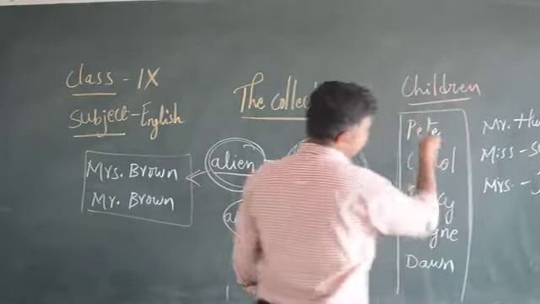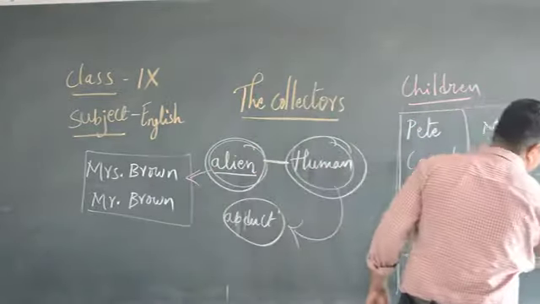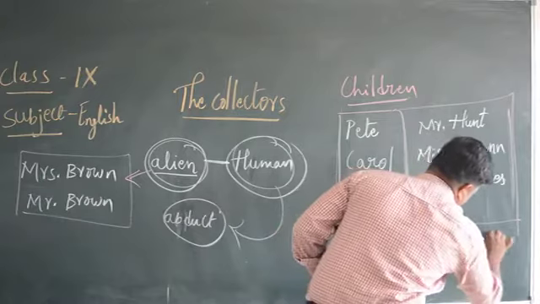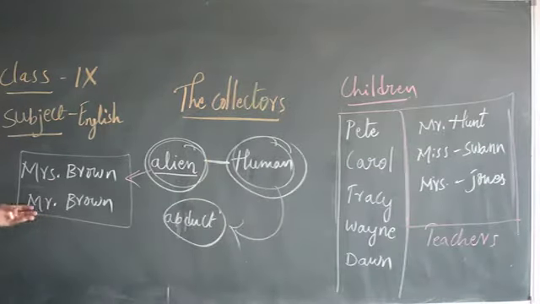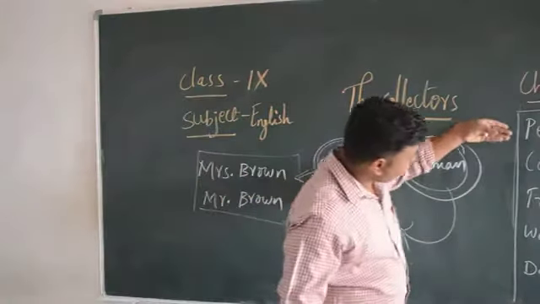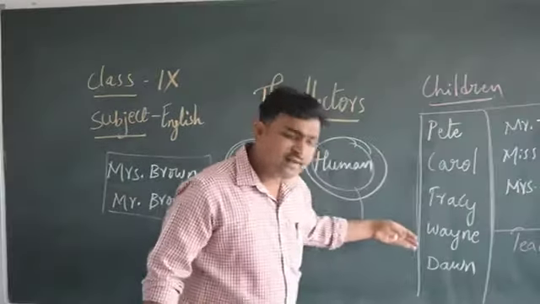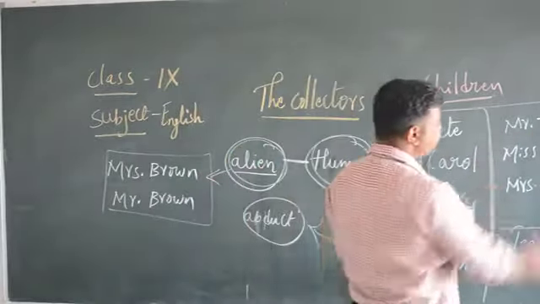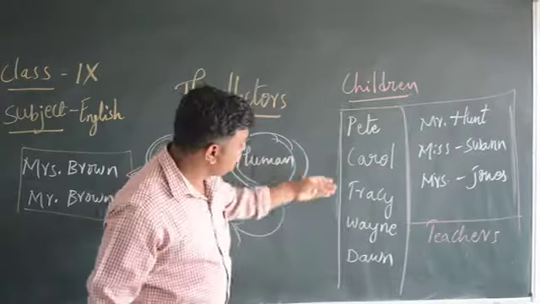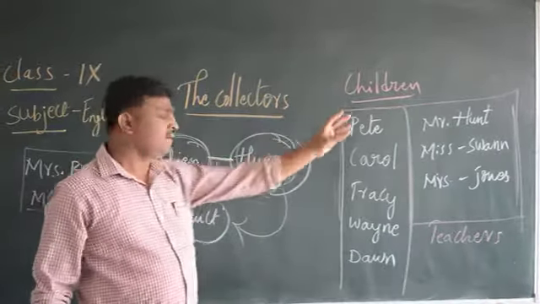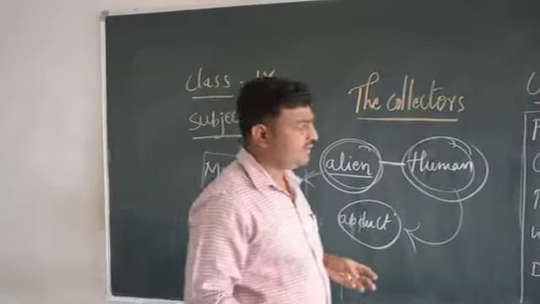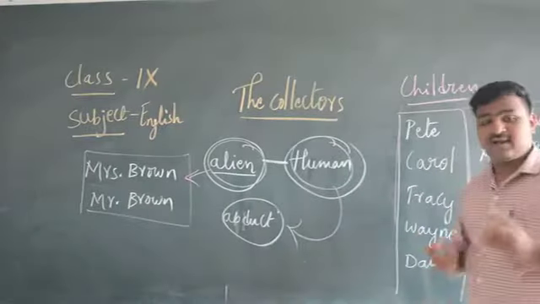These are the children or students, and here they are the teachers. So you can see here the aliens, Mistress Brown and Mr. Brown. Then the children, Pete, Carol, Tracy, Wayne and Dawn. Then we have Mr. Hunt, Miss Swan and Mistress Jones. These three are the teachers, and these five are the students or children. Then here we have two aliens, Mistress Brown and Mr. Brown. Now actually we can begin the lesson.